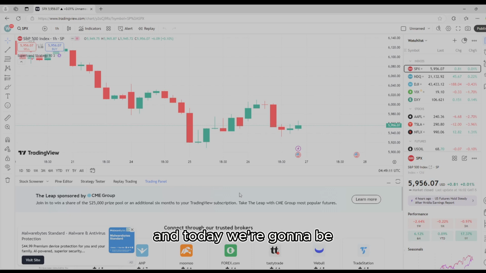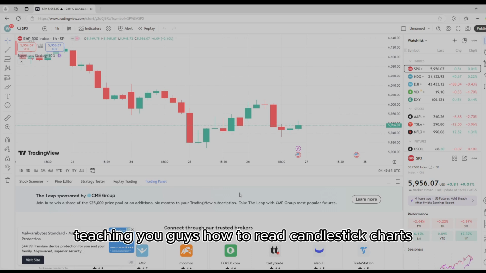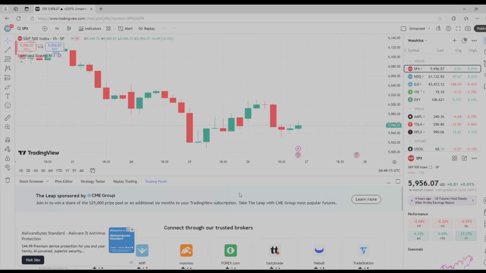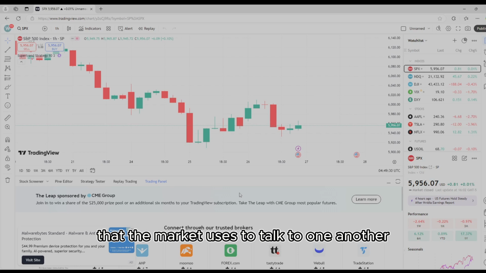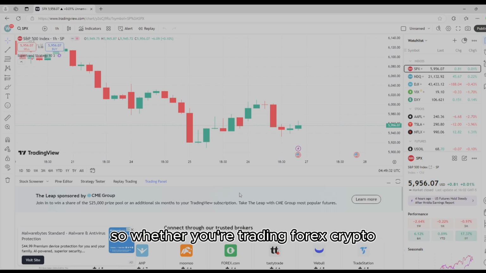And today we're going to be teaching you guys how to read candlestick charts. And you may be asking yourself, especially if you're a beginner, what is a candlestick chart? Basically, a candlestick chart, in layman's terms, is just a universal language that the market uses to talk to one another. So whether you're trading Forex, crypto, futures, or the New York Stock Exchange, they all speak the same language. Money all speaks the same language.